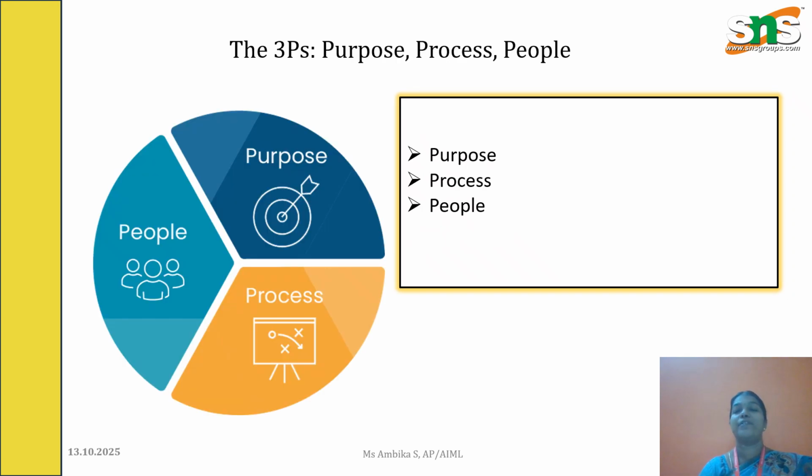Our institution follows the 3P culture: purpose, process, and people. So what is the purpose? It is nothing but understanding why we are doing what we are doing. That is the purpose. Only then can we do the process. The process is applied through design thinking. Without knowing the purpose, we cannot do anything. Next come the people, that is, for whom we are doing the process. That is the 3P culture.